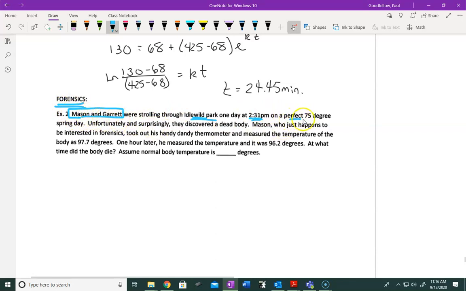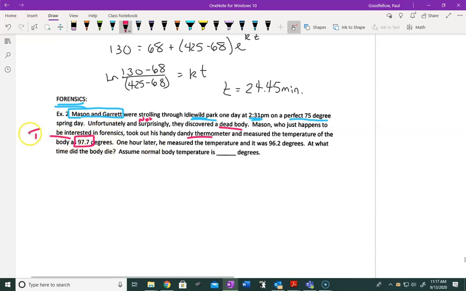It is a perfectly 75-degree spring day, and unfortunately, but I would say not surprisingly, they discover a dead body. It is Idlewild Park. Yeah, it's a dangerous place, guys. Be careful down there. Mason, who happens to be interested in forensics and is quite possibly taking some sports med from Miss Roming or maybe Miss Lucas and taking some anatomy and physiology, pulls out his handy-dandy meat thermometer to test the temperature of the body, and he gets 97.6 degrees.